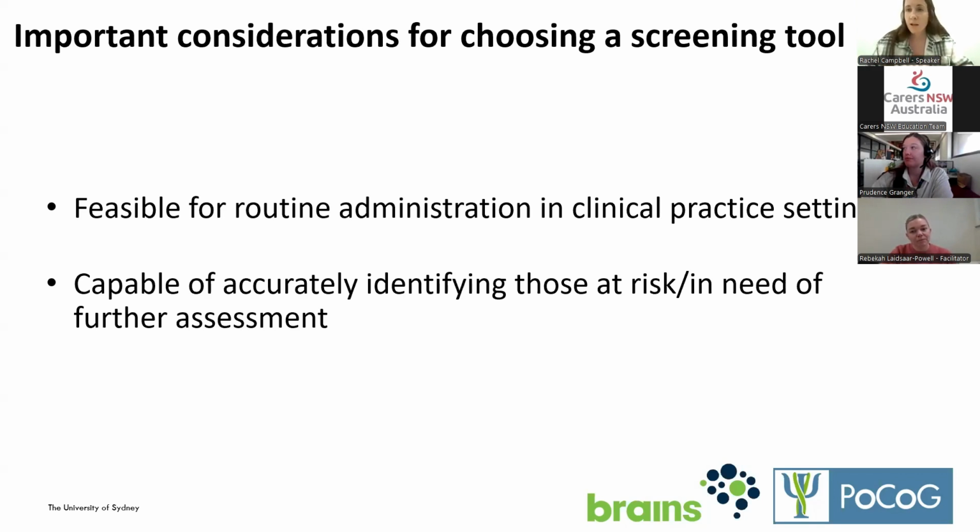And then the other key consideration is ensuring that whatever screening tool you select for use in clinical practice, you want to make sure that there is evidence available that actually demonstrates that your screening tool is capable of accurately identifying those carers who are at risk or who are in need of further assessment, again, for whatever the particular outcome is that you're interested in.